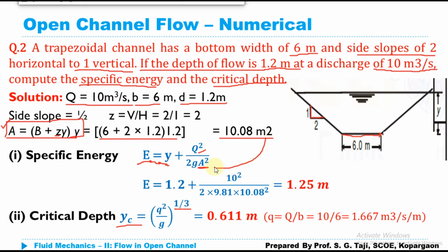Now by simply putting that value of area, value of discharge in this required equation and depth of flow which is given as 1.2 meter, we will get the value of the specific energy, which is coming out as 1.25 meter. Now for the computation of critical depth we need q. This q is the discharge per unit width, which can be simply computed as capital Q divided by small b, and the value of q is coming out as 1.667, which is measured in meter cube per second per unit width. So our critical depth is (1.667 divided by 9.81) raised to 1 by 3, and after calculation it's coming as 0.611 meter.